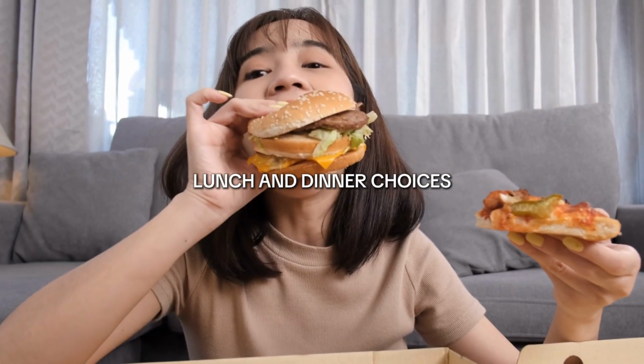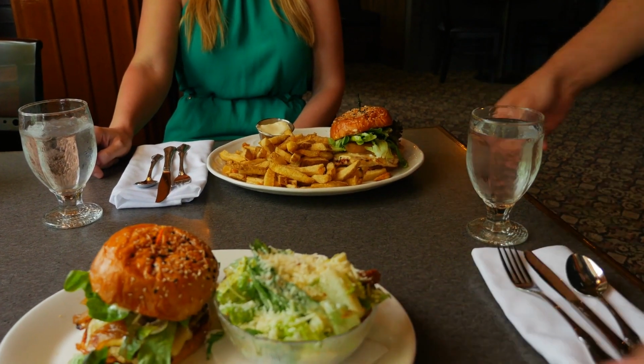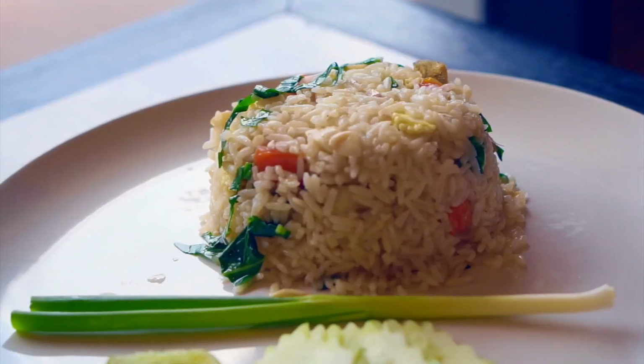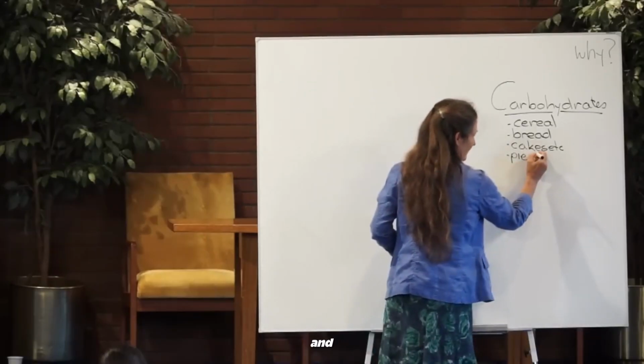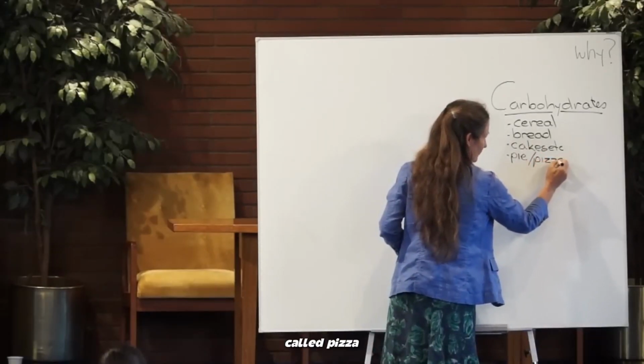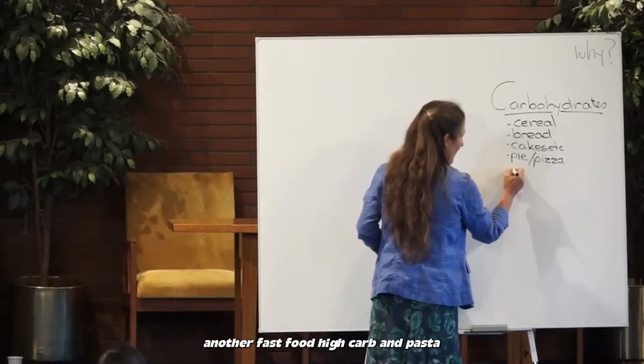Lunch and dinner choices. This section explores the typical lunch and dinner choices in modern diets, highlighting the prevalence of pies, pizza, pasta, and rice. And Europeans have introduced Aussies to another fast food called pizza, another fast food, high carb, and pasta.